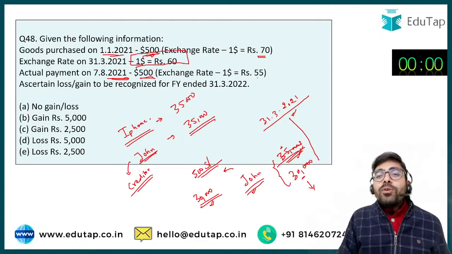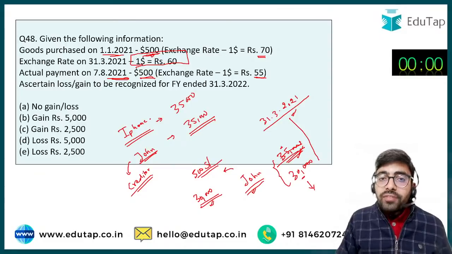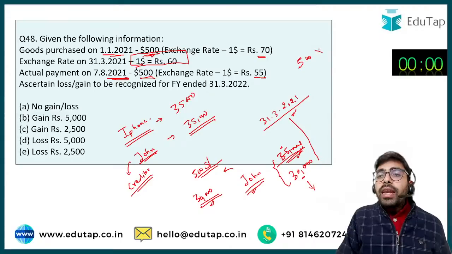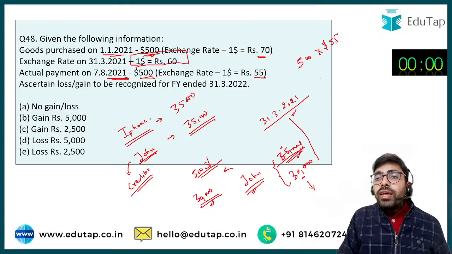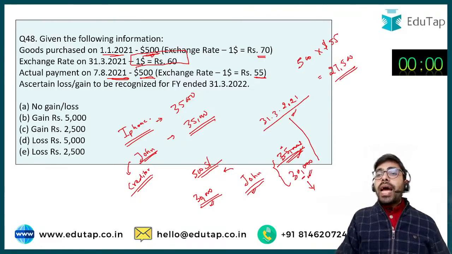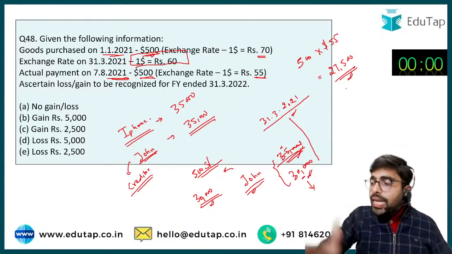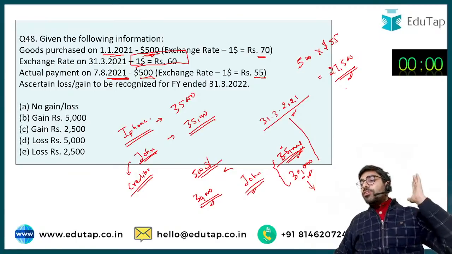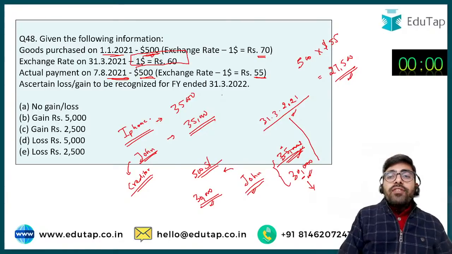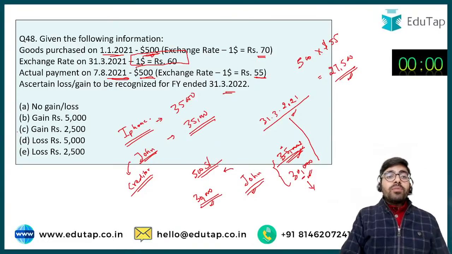So there the exchange rate became $1 equal to ₹55. So how much do I actually have to pay to Mr. John? I have to pay 500 into 55, which comes out to 27,500. I had shown my liability as 30,000, but I have to only pay 27,500. So this 2,500 is going to be my gain for the financial year ending 31st March 2022.